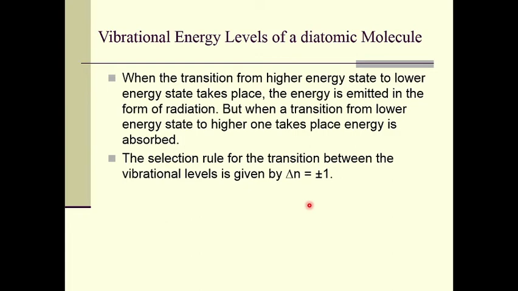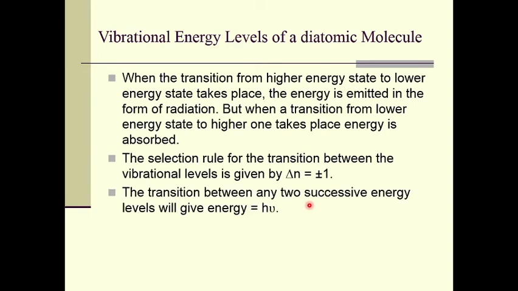They are not allowed. That means only the successive energy levels transition is allowed. That means transition from E0 to E1 is allowed, E1 to E0 is allowed, E1 to E2 is allowed, but not E0 to E2 or E2 to E4, right? Only the successive energy levels transition is allowed, where the quantum number is changing by plus or minus 1 only.